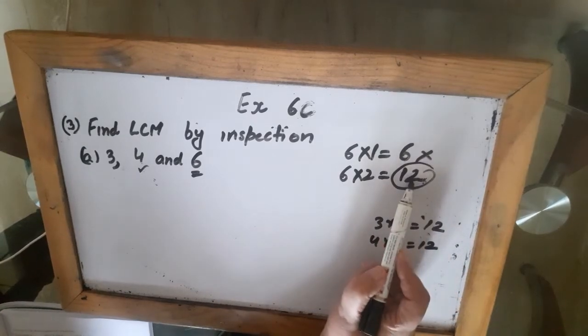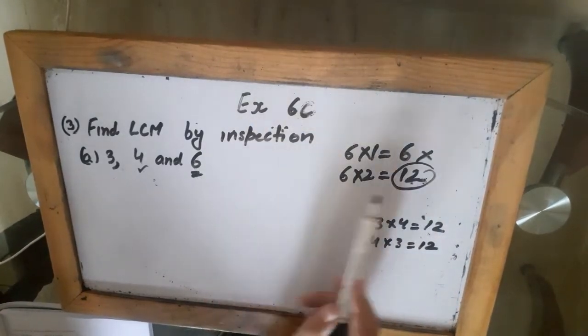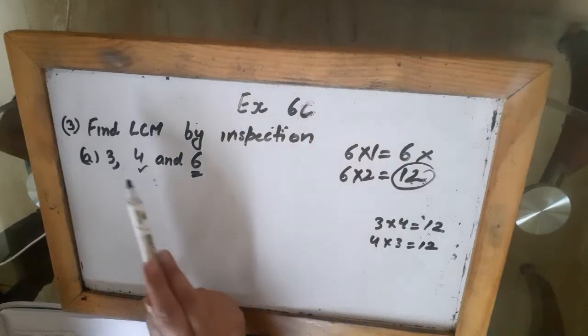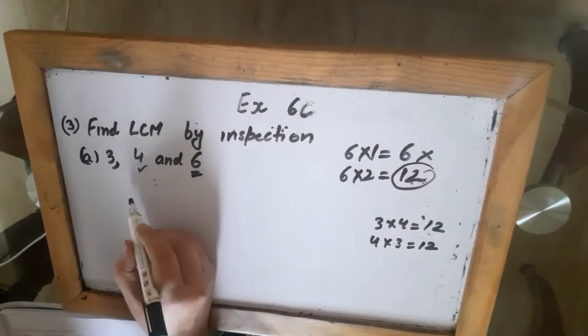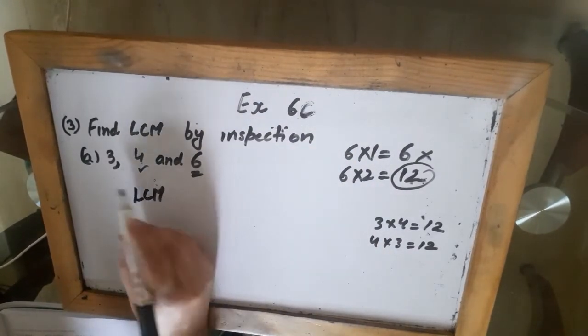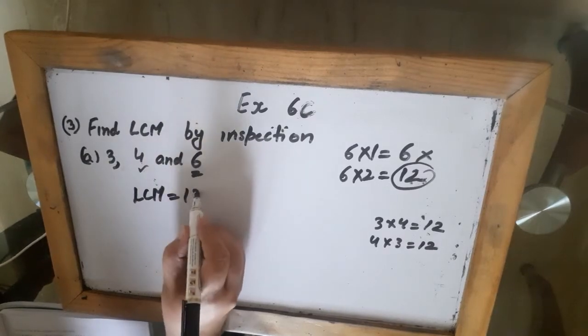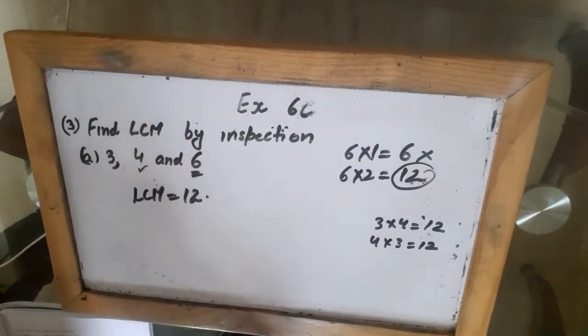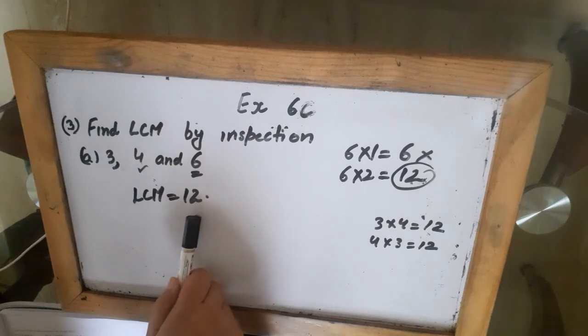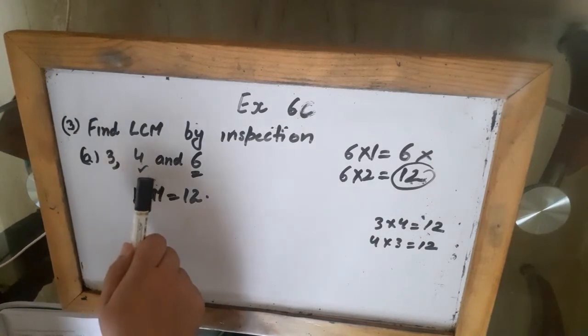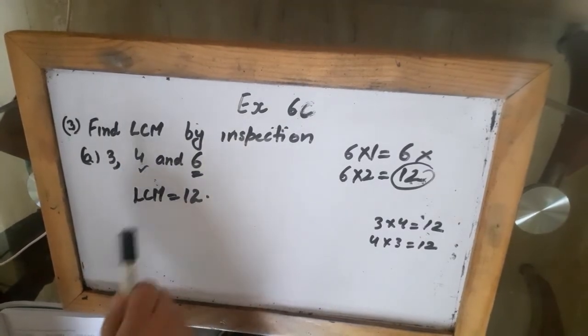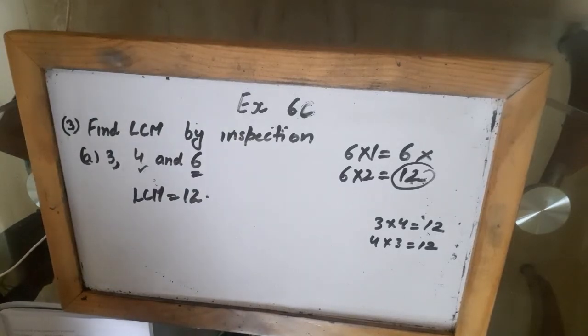So this 12 is a multiple of 6 also, 4 also, and 3 also. So it means that the LCM of these 3 numbers is 12, as this 12 is a multiple of 3, 4, and 6. So it means the LCM is 12. This is how we do it by inspection.